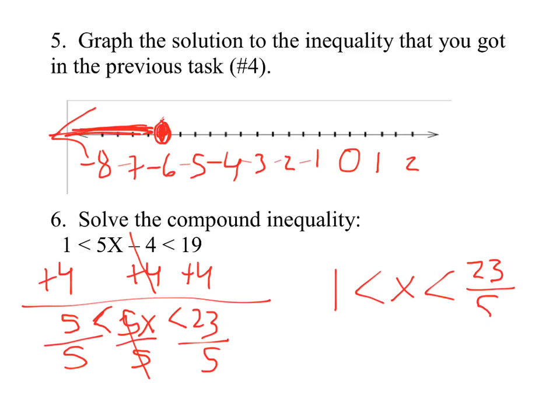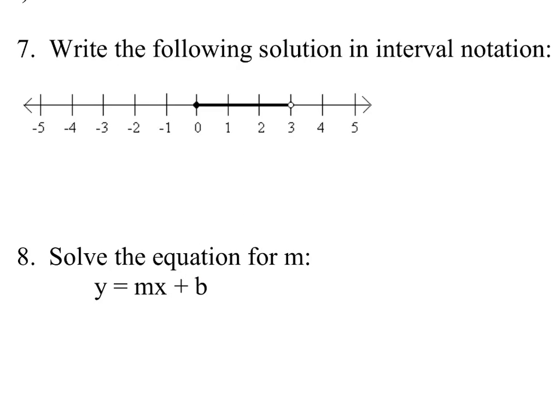Fractions don't mean it's wrong. We'll get this answer here. Number 7, write the solution in interval notation. Well, in interval notation, you're going to have where the shading starts as your first number and where it ends second. So you can write 0, 3. And now you just have to get the brackets right.